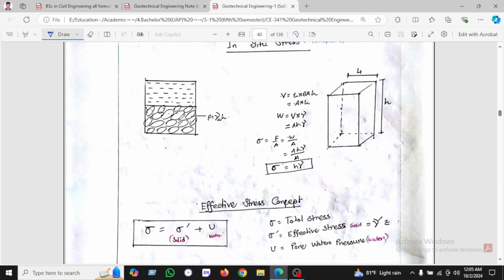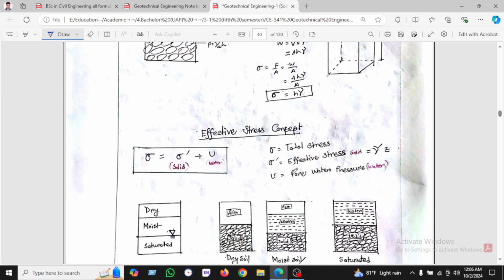So we have the soil profile given here. At the upper portion is water and the lower portion is soil. So how will we get sigma equal to gamma z? We know stress equals force by area, and force equals W, which equals volume into gamma, and then sigma equals gamma z. Okay.